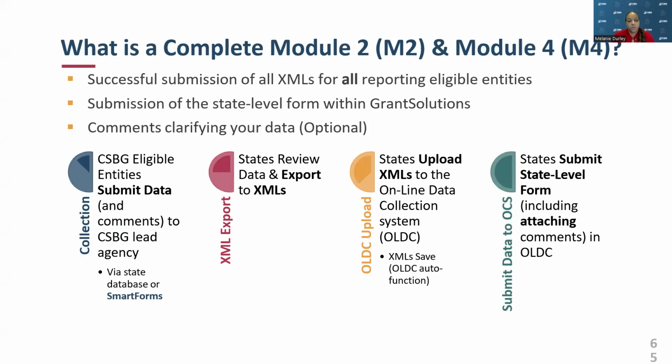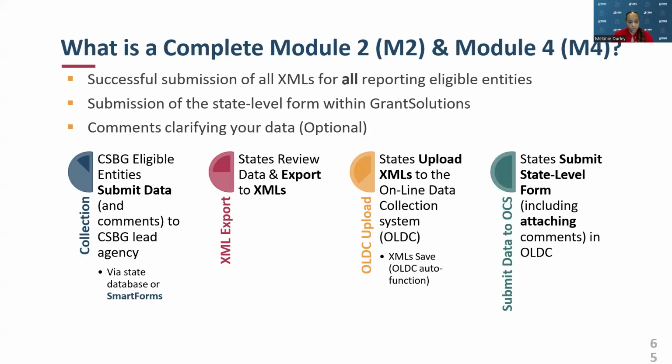As states are working with their eligible entities to complete the submission for modules 2 and 4, we want to reiterate what is a complete submission. A complete submission is not only important for reporting, but it also has implications on future reporting because if OCS does not receive a complete submission, there will be delays in the release of future smart forms, as well as delays in the federal review of submitted data. Therefore, we want to make sure that we provide some specific guidance.